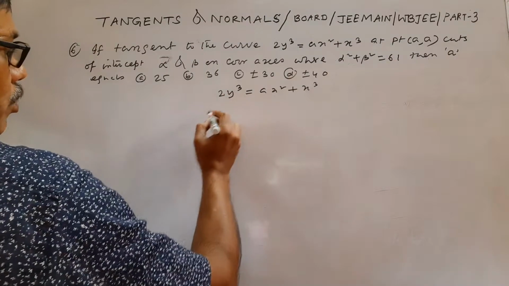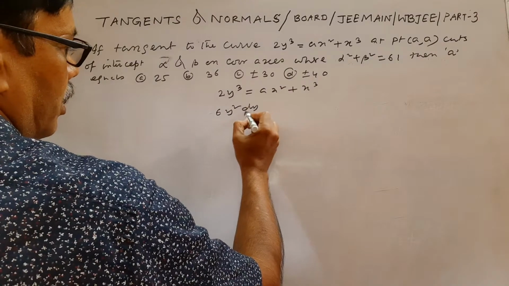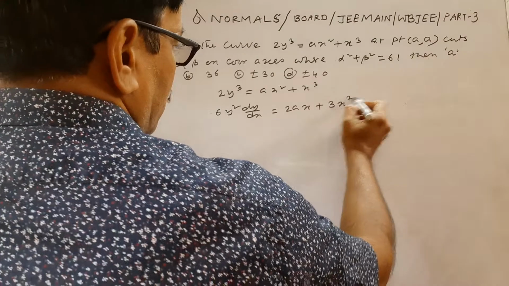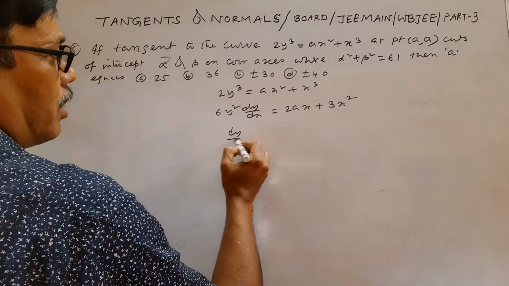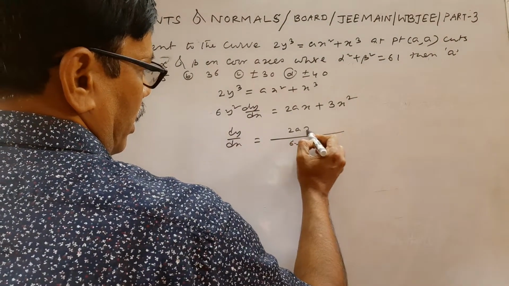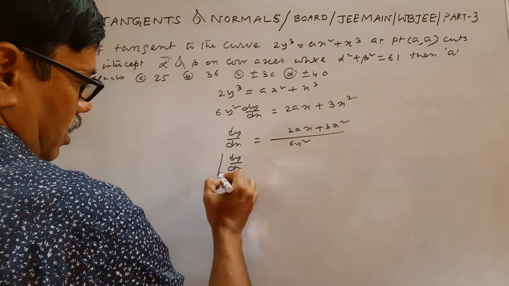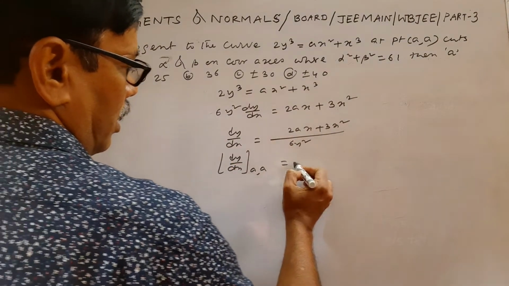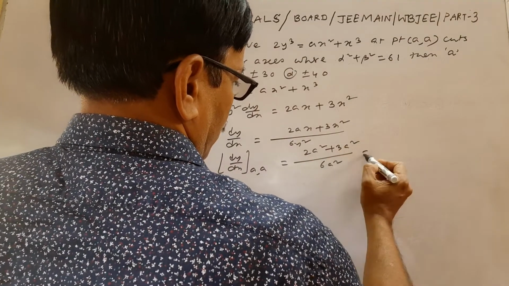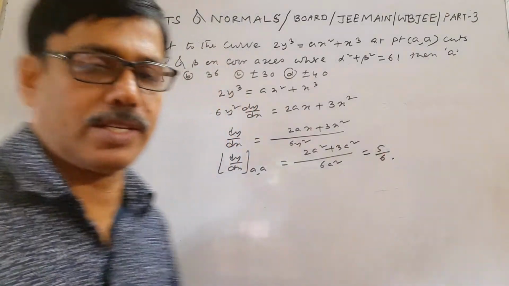So 2y cube gives 6y square dy/dx equals 2ax plus 3x square. So dy/dx equals (2ax plus 3x square) over 6y square. At the specified point (a, a), we get 2a square plus 3a square over 6a square, so this is 5 by 6. The slope is 5 by 6.